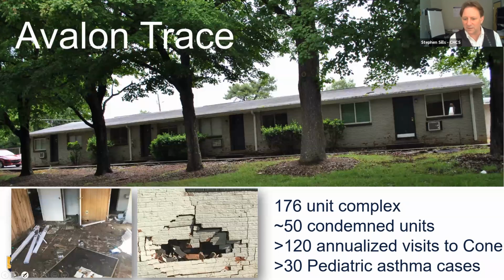of emergency department visits. Here, for example, is Avalon Trace prior to its purchase and conversion by an East Durham developer. It was a 176 unit complex, which by this time, 50 units had been condemned. It had over 120 annualized visits to Cone hospital for respiratory related issues, more than 30 of those being pediatric asthma cases.